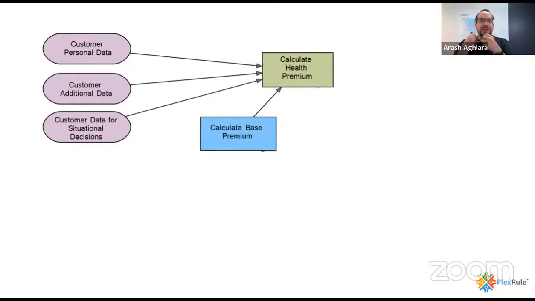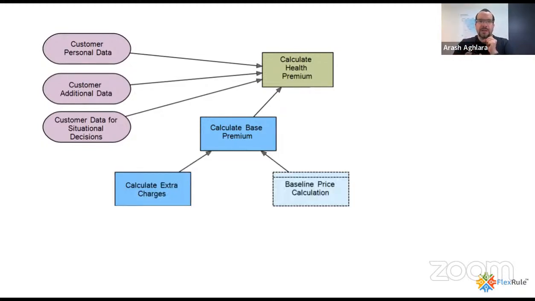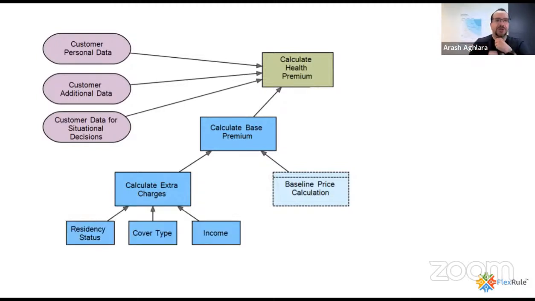So how do we do that? We need to calculate the base premium for an individual, and the base premium calculation has two different decisions itself. We need to calculate the baseline price based on all the historical data we have for this segment of the market and this specific customer segmentation. We can use machine learning and AI algorithms to build that and feed the result back to the decision. And then we need to calculate the extra charges, which are based on residency status, the coverage type they're asking for, and the income of that individual.